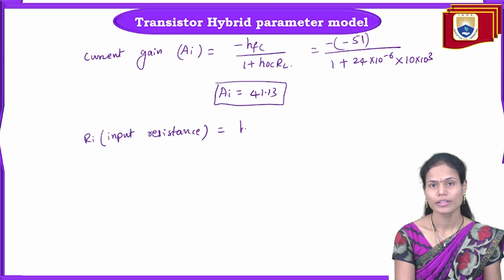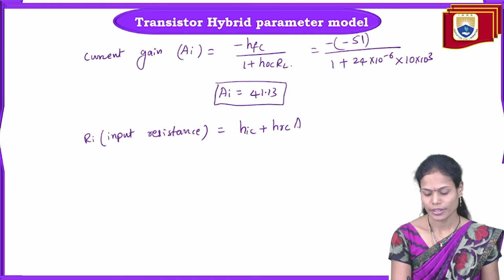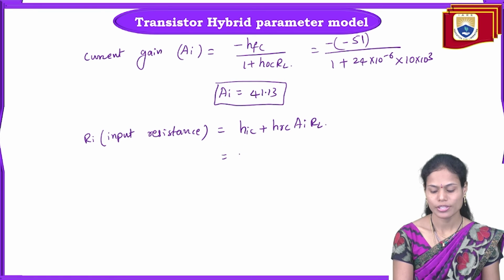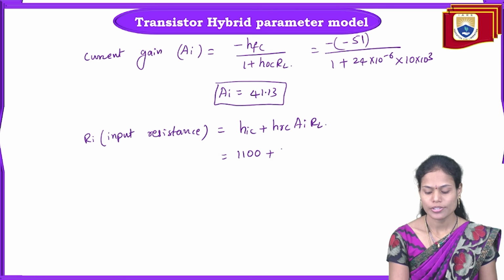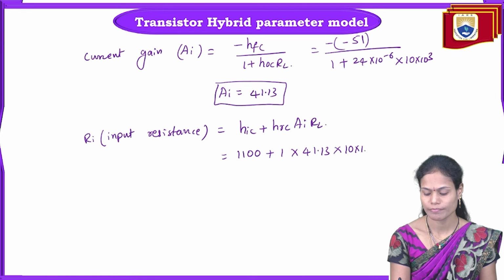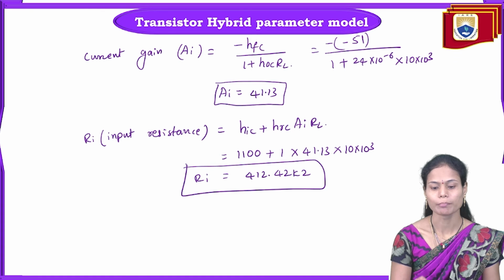That is equal to HIC plus HRC AI into RL here. So HIC value is 1100 plus HRC value is 1 here, and the current gain we have just calculated is 41.13, and the load resistance is 10 kilo ohms. That is 412.42 kilo ohms. That is the input impedance.